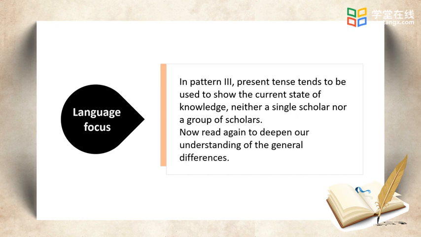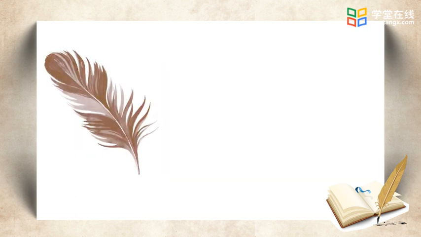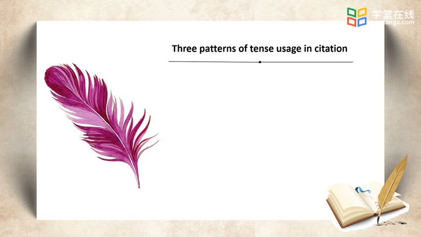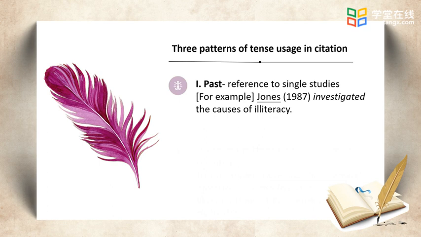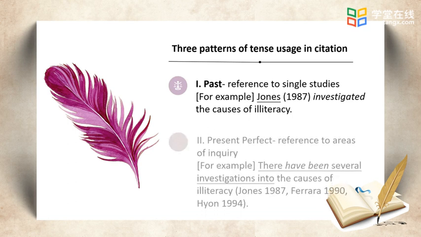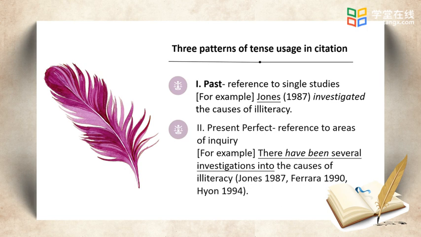Now read again to deepen our understanding of the general differences. 3 patterns of tense usage in citation. Number 1, past. Reference to single studies. For example, Jones investigated the causes of literacy. Number 2, present perfect. Reference to areas of inquiry. For example, there have been several investigations into the causes of literacy.